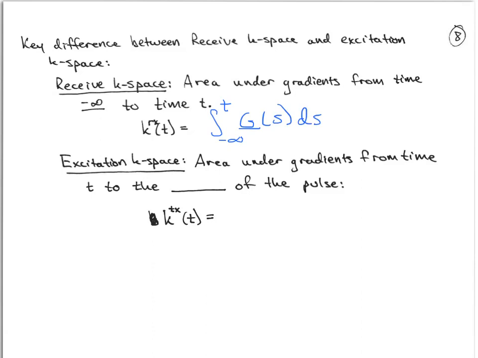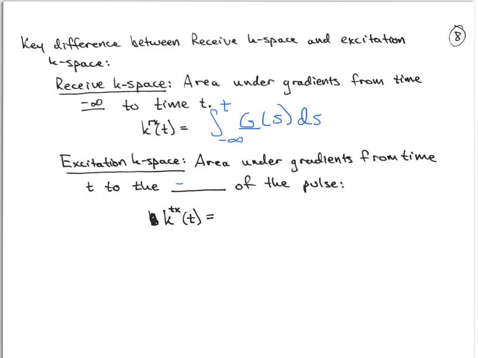Okay, and so basically then, this makes a lot of intuitive sense, right? You've got magnetization sitting there and it starts accruing phase due to the gradients, and so the total phase accrued is going to be proportional to the integral of all the gradients that it's seen. Now on the other hand, excitation k-space is actually defined as the area under the gradients from the time t to the end of the pulse, right?